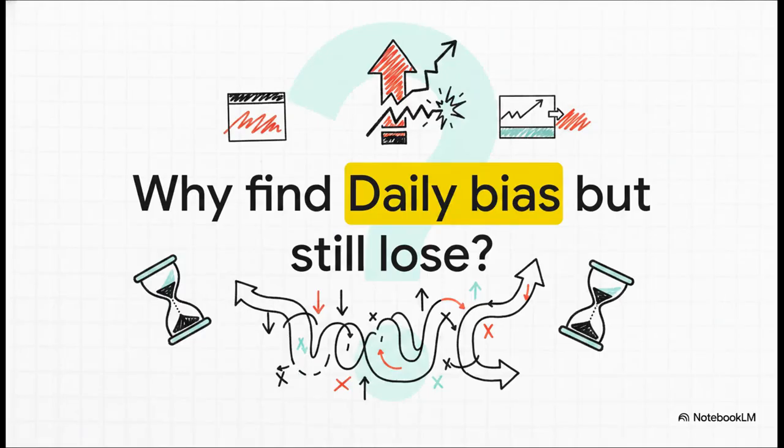So consider this paradox for a second. Why do so many traders successfully do the hard work, they actually nail the daily directional bias, yet they still manage to hit their stop loss and lose money? You get the macro direction perfectly right, but your execution completely falls apart. It's a super common trap, and we need to understand exactly why it happens.